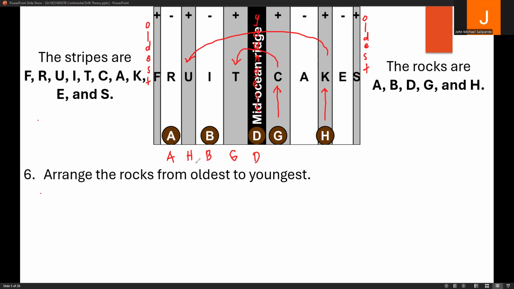Okay, so the reason why I use this shortcut method is because if you do it this way, then you can easily arrange rocks from oldest to youngest. So in a straightforward manner, it's A, H, B, G, and T. Okay, so that's all for magnetic reversals.